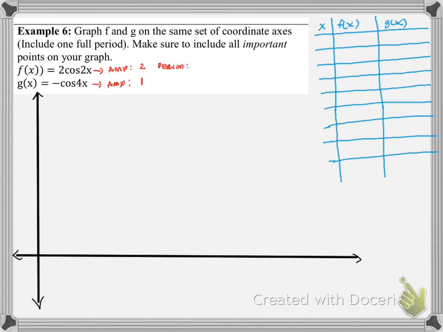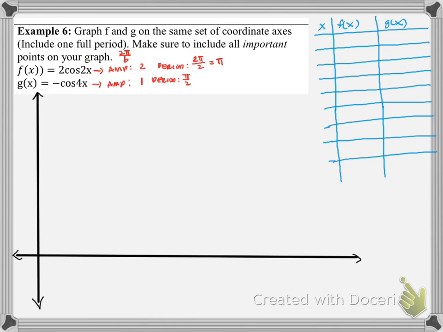you need to remember to find the period, you take 2 pi and divide it by your B coefficient, which, that's sloppy, but those two numbers there, that's your B. So for F, our period is 2 pi over 2, which is pi. And then for G, the period is 2 pi over 4, which is pi over 2. Okay, so that's pi over 2.